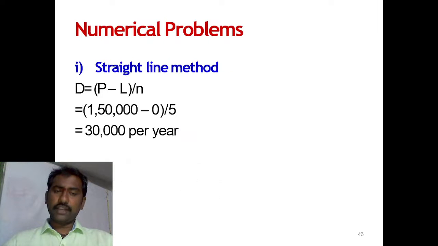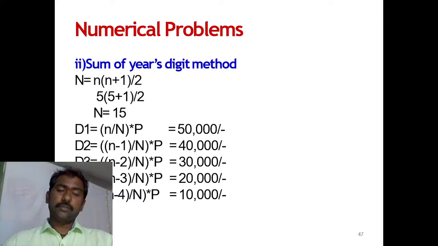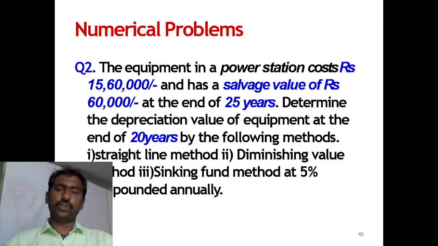So in the previous method, every year there is constant depreciation, that is 30,000. But here we have different depreciation values. That is the difference between those two methods.